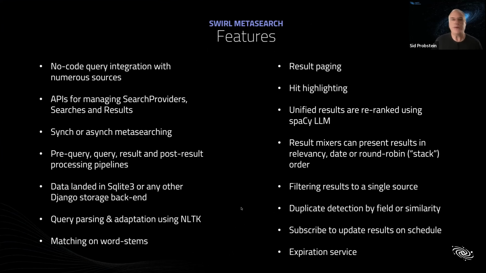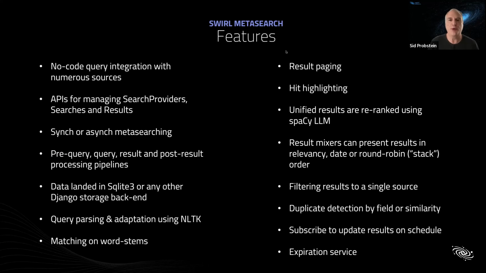So to summarize, Swirl has a range of features for meta search that lets you interact with, query vast numbers of sources, anything with a search API that you can reach. It operates asynchronously, includes processing pipelines for things like query adaptation and also for processing results and relevancy ranking them. It includes duplicate detection, the ability to filter results by a source, even a subscribe mode. So once you've set up a search object, if you add the subscribe property and set it to true, Swirl will update your search every so often and basically make new results available through the same endpoint.